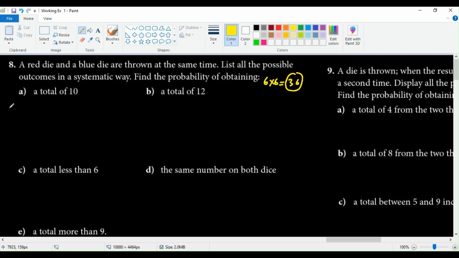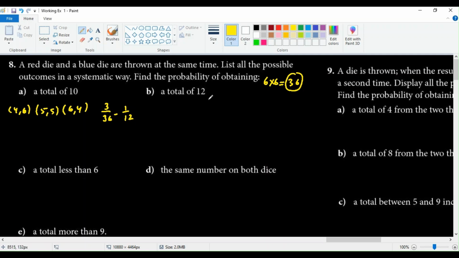Now, for a total of 10, there are 3 possibilities. First possibility is 4 and 6. Second possibility is 5 and 5, where both the dice have 5. And the third possibility is to have a 6 and 4. So the total count is 3 out of 36. That gives us 1 over 12.